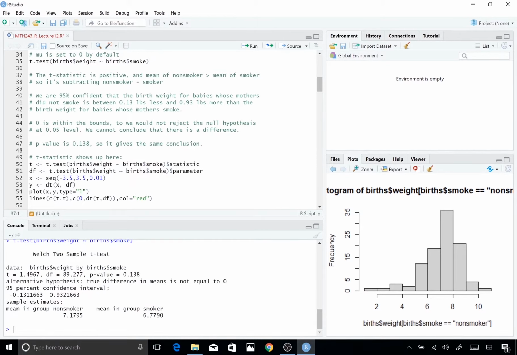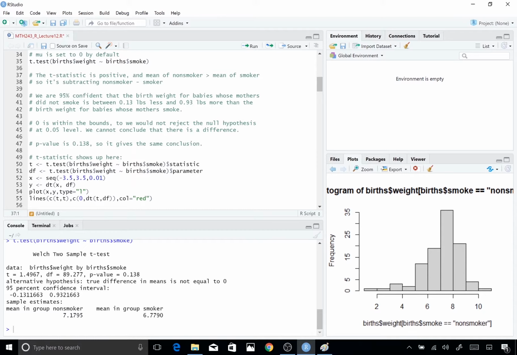And the result is a p-value of 0.138. This is fairly high. It's higher than 0.05, so we would not reject the null hypothesis at the 0.05 level. We conclude that there is no difference in the mean weights for these populations.